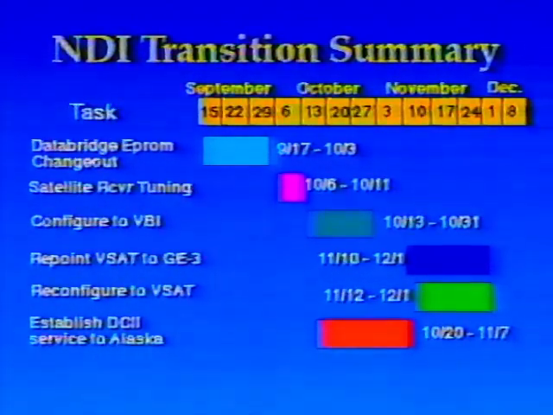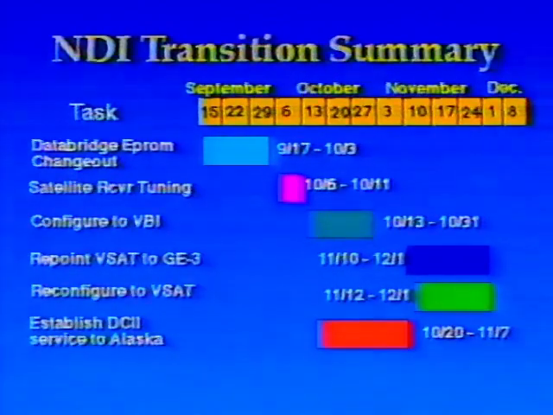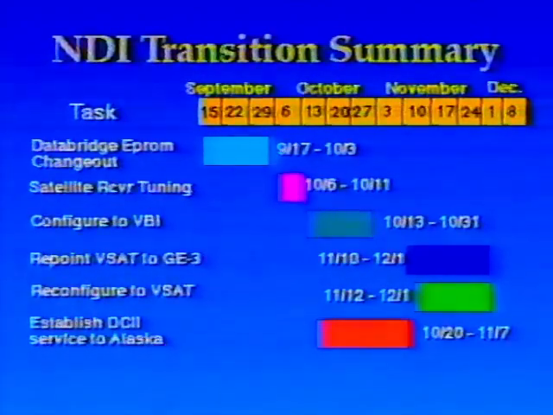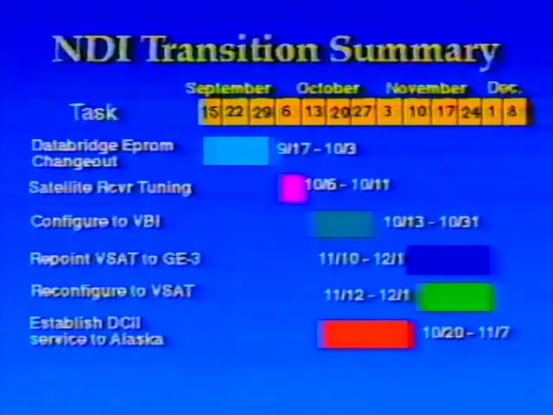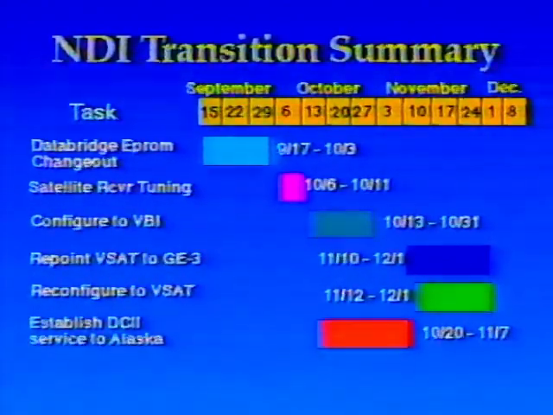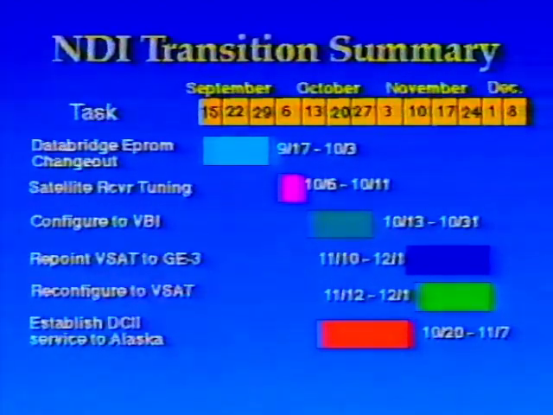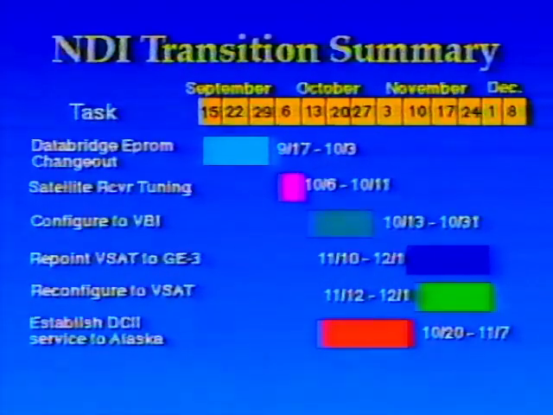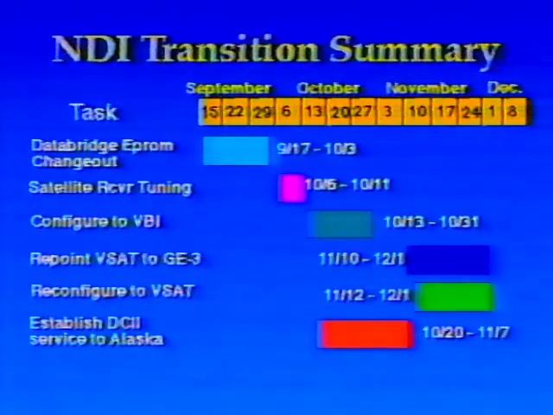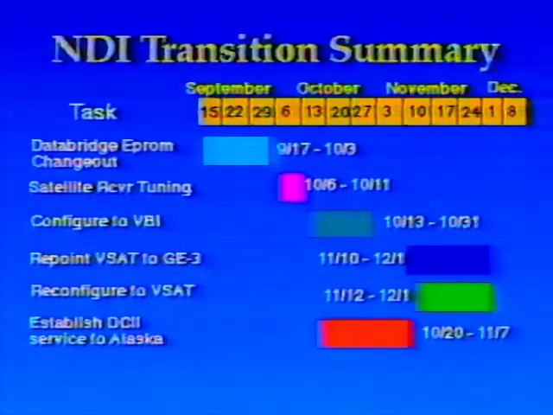And then in November, we'll be repointing the VSATs to GE3. That'll take most of November. In conjunction with that time frame, we'll be reconfiguring the VSAT once the dishes have been repointed, hopefully to be completed by around the first part of December. With all of that, we are looking to establish DigiCipher II service to Alaska around the late October, early November time frame. We've come up with that time frame to allow us to get over this major initial transition hump before we tackle that task.